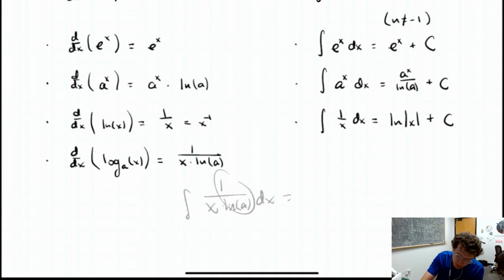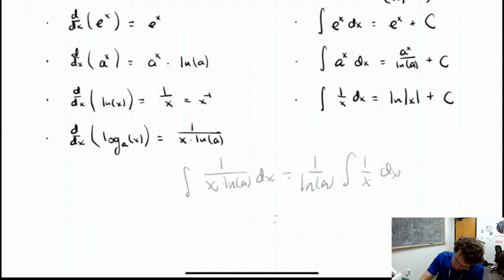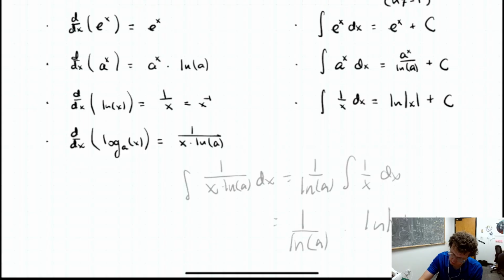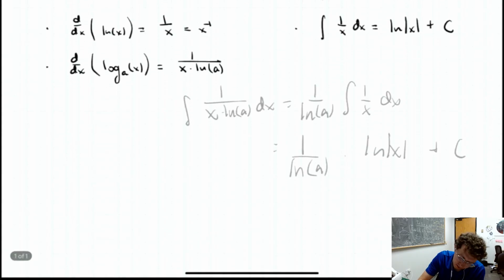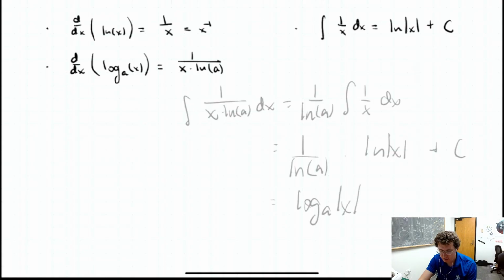you should just say that 1 over ln of a is a constant multiple, so it comes outside of the integral. And you're left integrating just 1 over x. And then you might notice that the ln of something divided by the ln of something else, one of the derivative rules says that this is log base a of the absolute value of x.